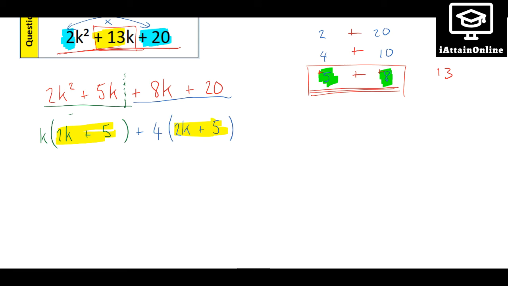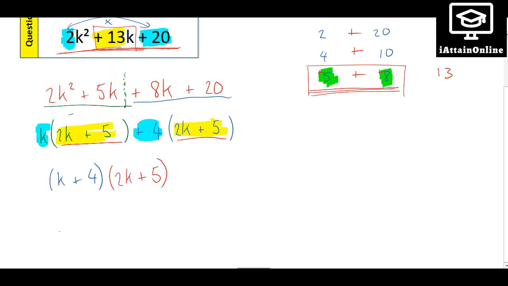So now our two brackets become this k and this positive 4: k plus 4. And the second bracket is going to be this 2k plus 5, but we only need to write it once. 2k plus 5. Again, you could have 2k plus 5 and k plus 4.